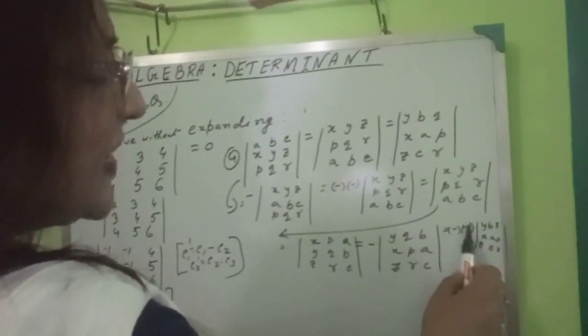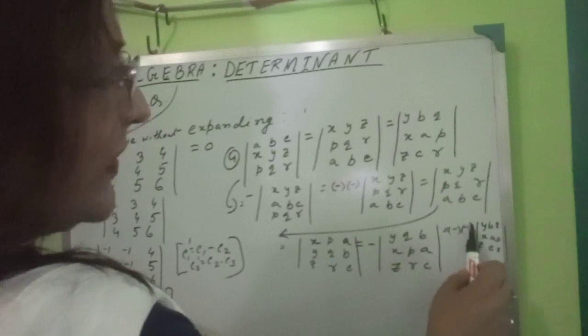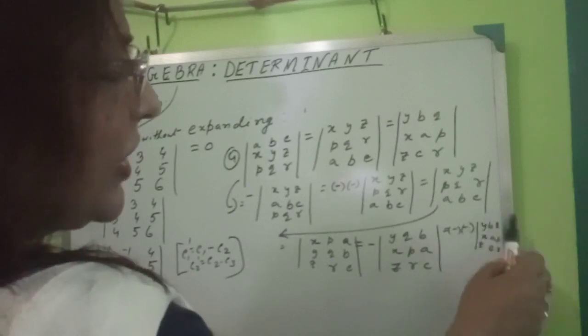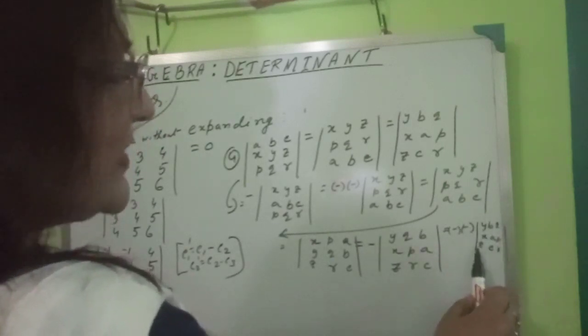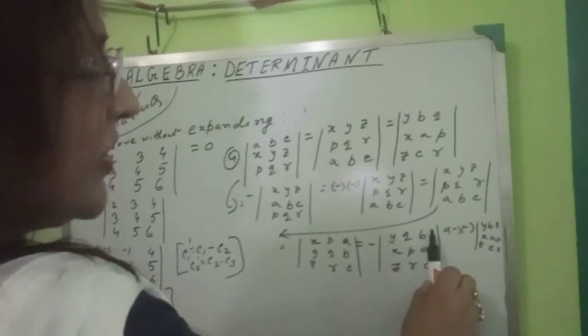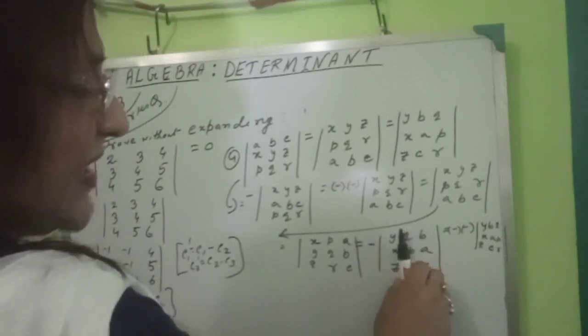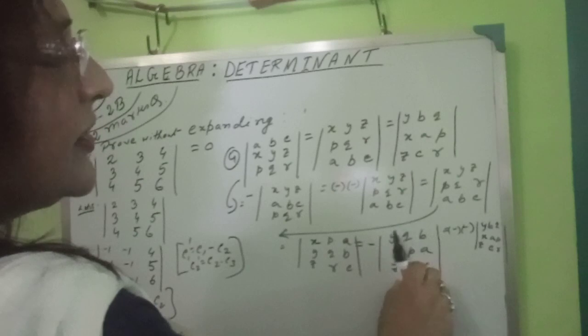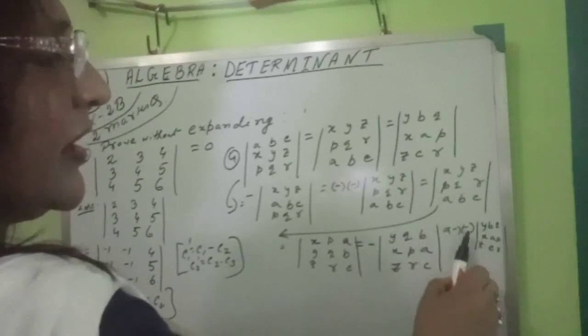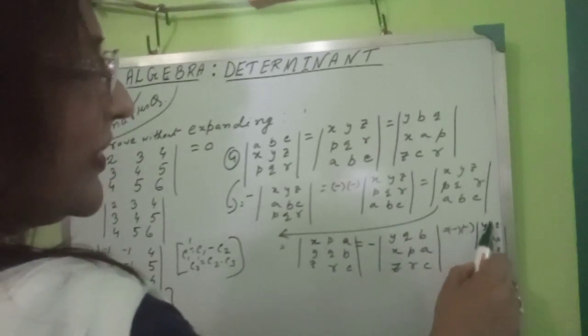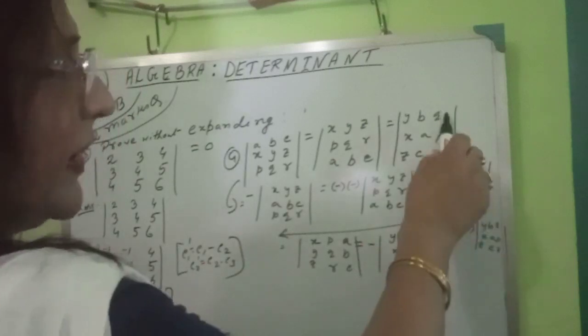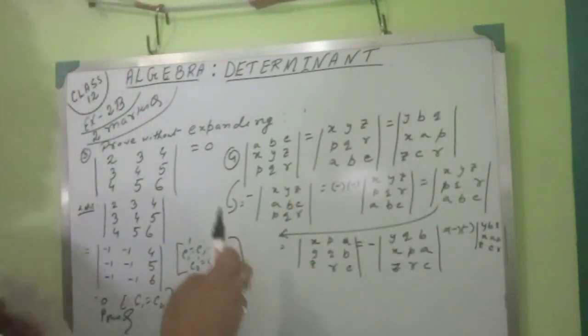We have to change this again. One minus will be there. Then it will be YBQ, XAP and ZCR. How? Because the third column and second column, these two columns are changed. That is why again one minus is there. So these two minuses again make it plus. So ultimately we will get this determinant. So this is again proved.